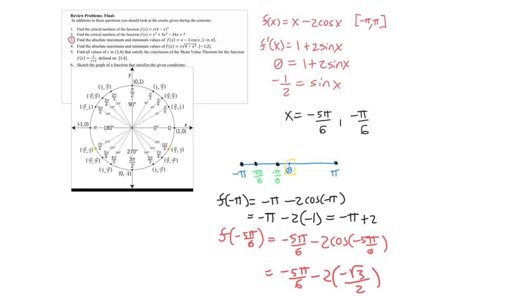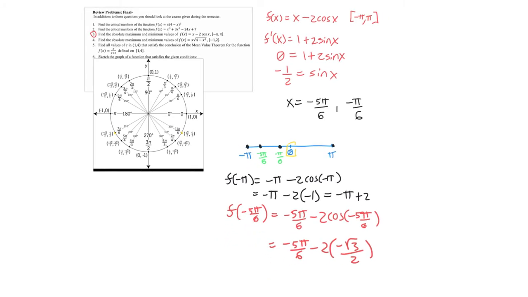And that would become negative 5 pi over 6 plus radical 3. So that is that one. To keep track of these function values, I'm just going to draw this blue box there. Okay, investigating the next one, which is negative pi over 6.